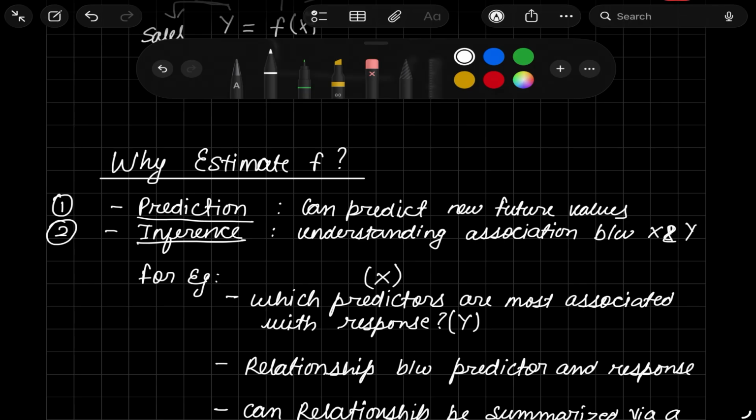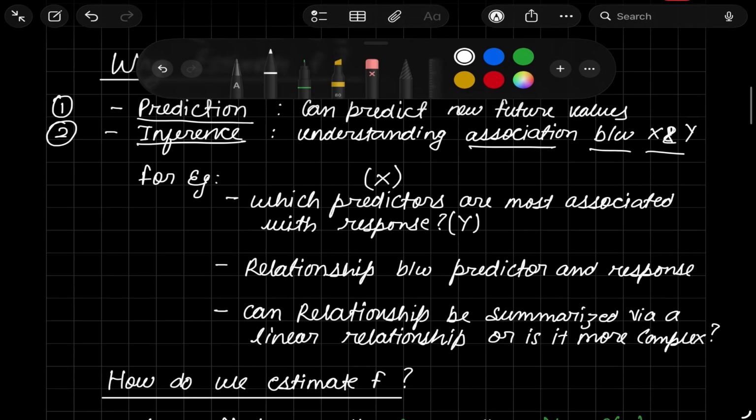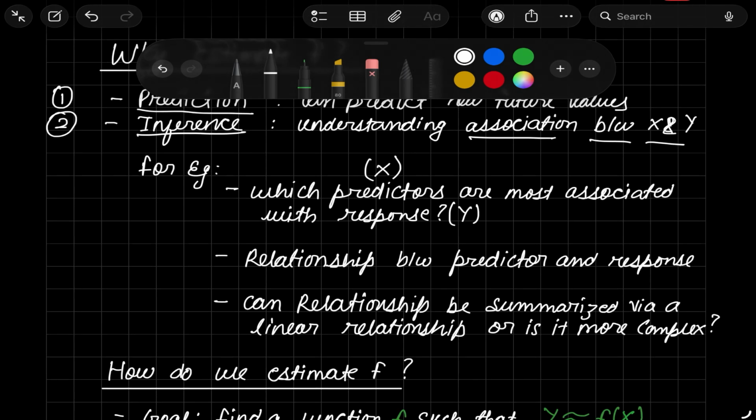Second is inference, in which we understand the association, the relationship between X and Y, the input variable and the output variable, which are the media and the sales. For example, which predictors are most associated with the response, which simply means which affects the sales more, which affects the response variable Y more.